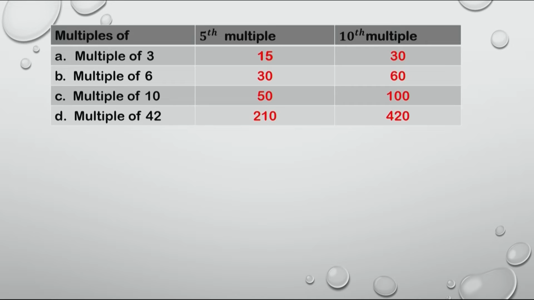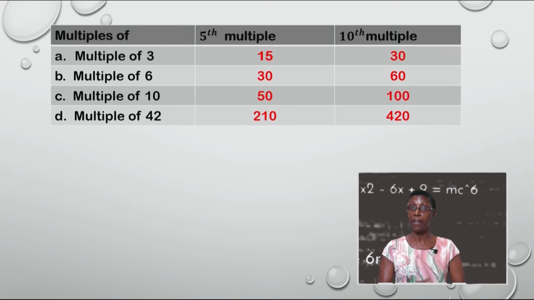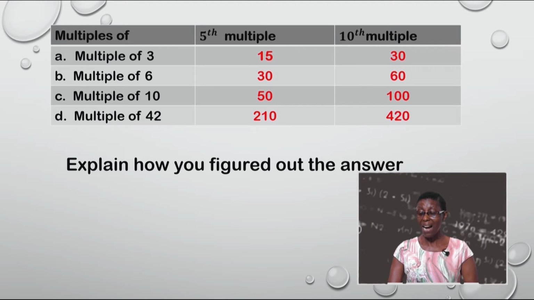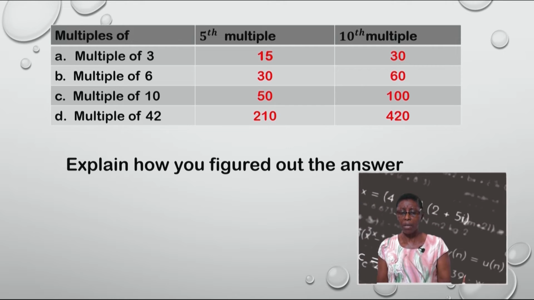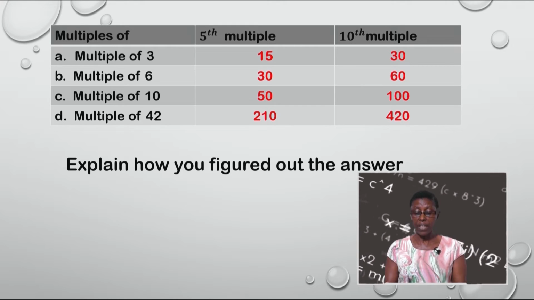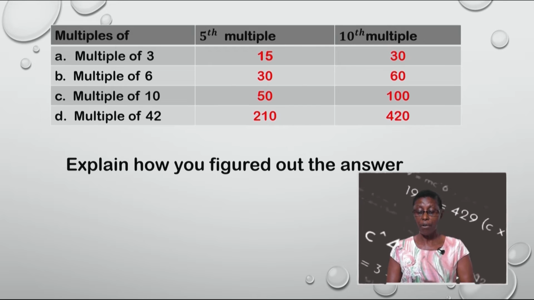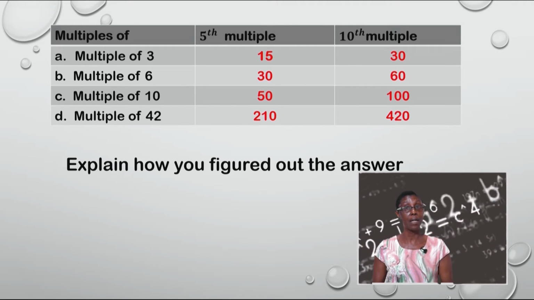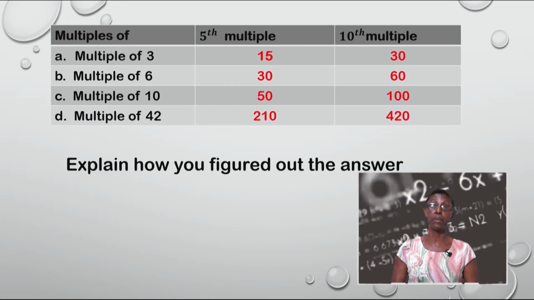If you've been able to get the 5th multiples of all of them correct, that's very good. If you've been able to get the 10th multiple of everyone, well done. Okay, but how did you get it? How did you figure it out? Explain how you figured out the answer. The last one is quite challenging. How did you figure out the 5th multiple of 42?